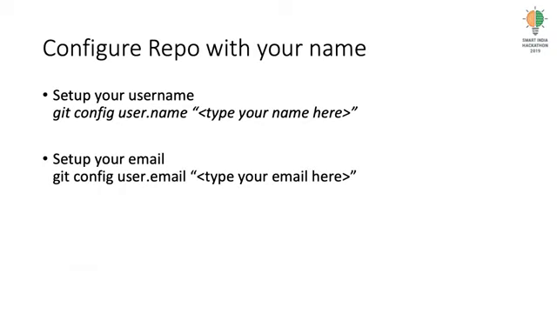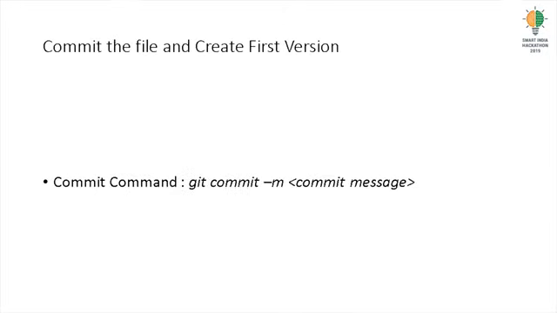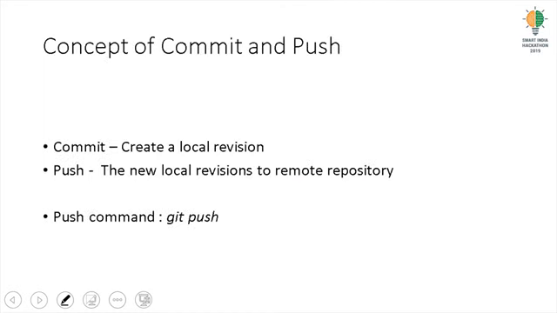So, we did clone, then we set up our username and email. Now, when you type your username, type your actual name there. Don't just become blind and say arrow, type your name. Don't do it like that. Then you add your first file, then you commit the file. Always remember the commit message. Don't keep it blank.